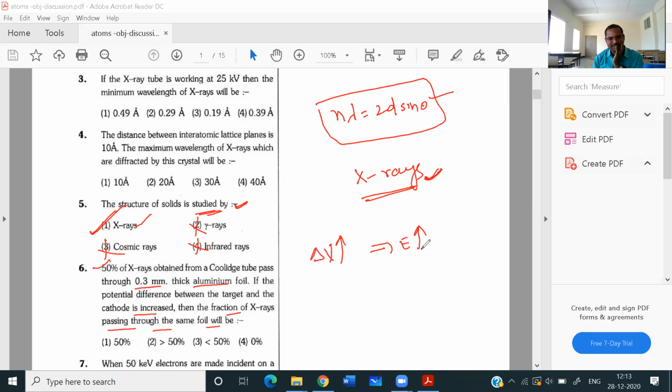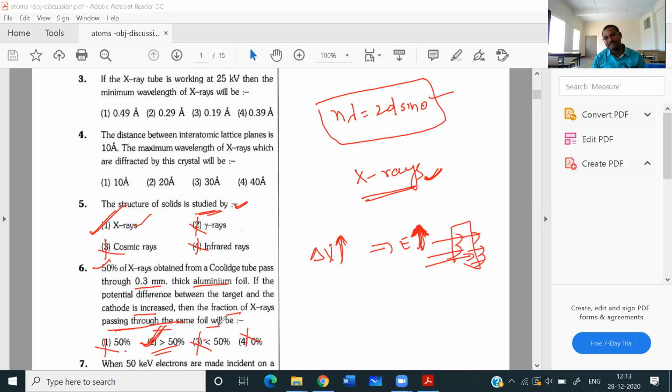Now if we increase the potential difference, more than 50% of X-rays can pass, because the question is about the fraction of X-rays passing through the same foil. If you increase the potential difference, the energy of incident radiation, that is X-rays, will increase. When the energy of X-rays increases, they can pass through thicker foils. So it comes out to be more than 50%, not 50%, not less than 50%, not zero.